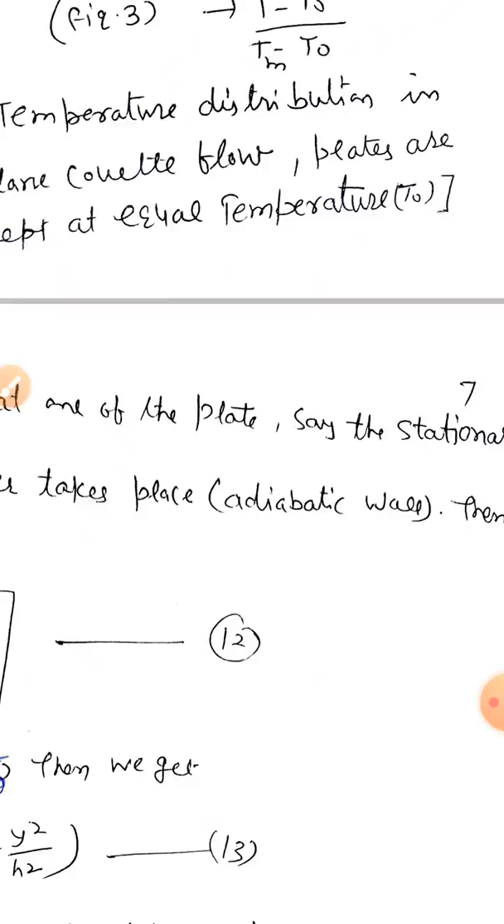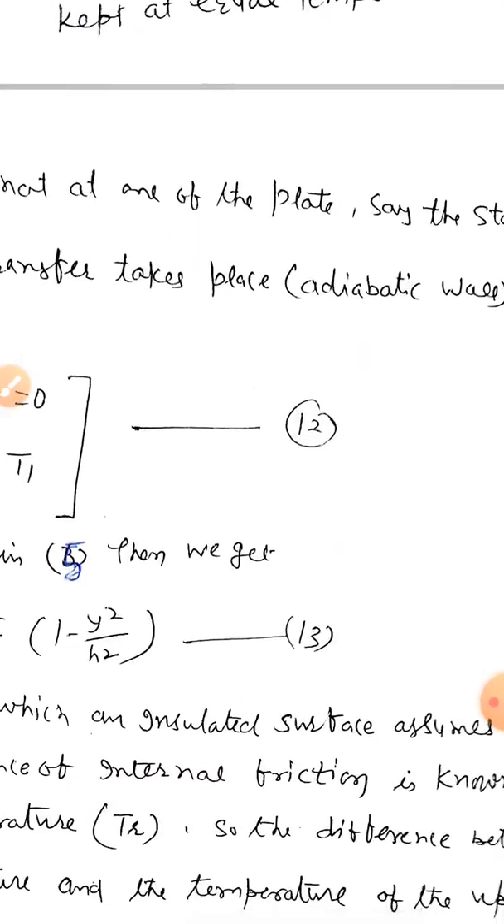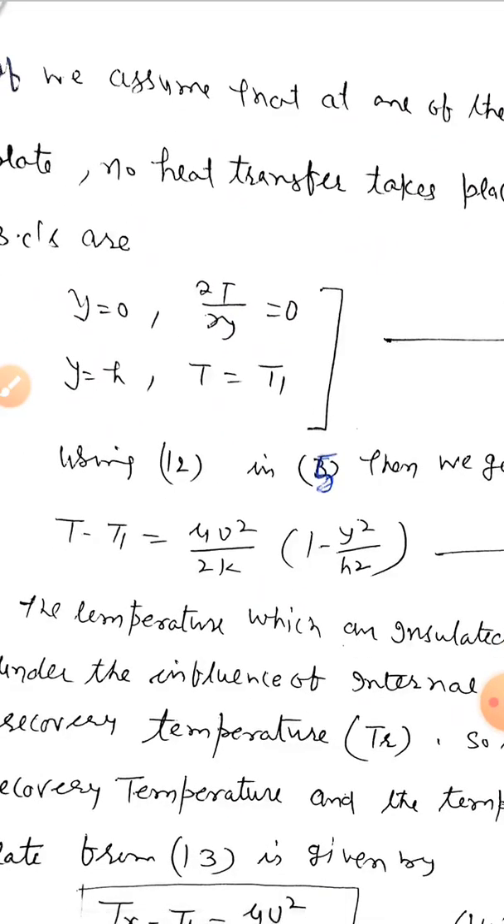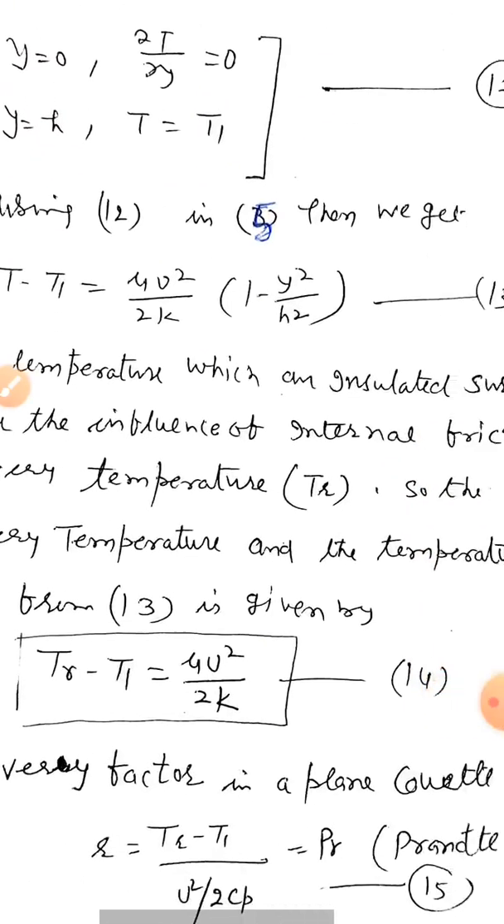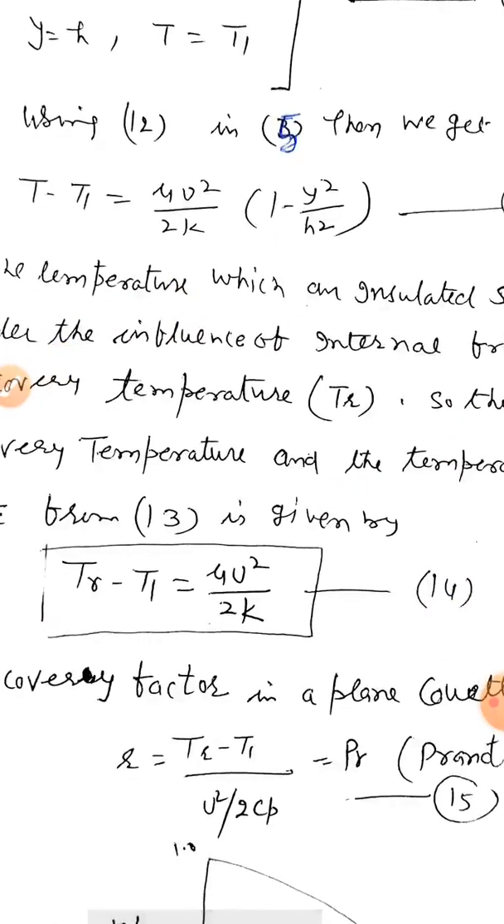If we assume that at one of the plates, say the stationary plate, no heat transfer takes place, this case is known as an adiabatic wall. Then the boundary conditions become: at y is equal to 0, delta T by delta y is equal to 0, and at y is equal to h, T is equal to T1. These are the boundary conditions, equation number 12. When we use boundary condition 12 in equation 5, we get T minus T1 is equal to mu into U square upon twice kappa into 1 minus y square by h square. This is equation number 13.